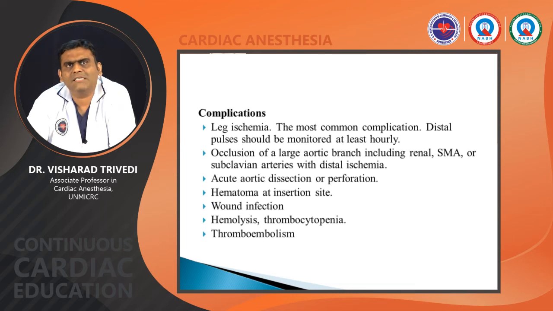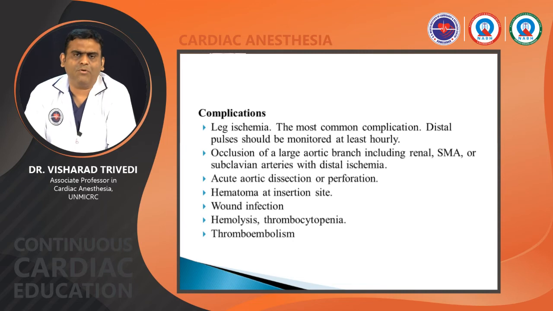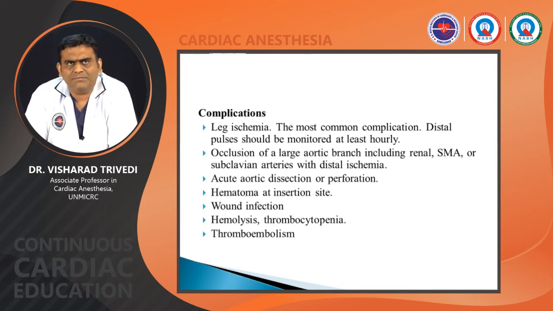Complications of IABP: leg ischemia is the most common complication, so you should keep checking regularly. Every 2 hours you should check the peripheral pulse, the dorsalis pedis, on the side in which the IABP is inserted. Occlusion of a large aortic branch including renal, SMA or subclavian arteries can occur if the positioning of the IABP is not accurate. Others are acute aortic dissection, hematoma at the insertion site, wound infection, hemolysis, and thrombocytopenia because of mechanical compression of the platelets and RBCs. Thromboembolism can be seen if there is a clot in the IABP and it migrates further distally into the cerebral circulation.